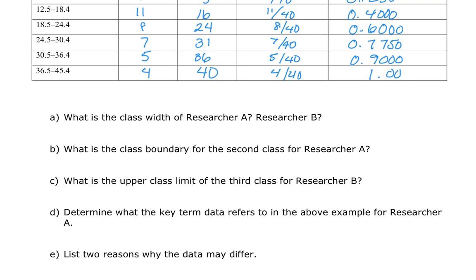So now they're going to ask me what is the class width of researcher A and researcher B. So if you take a look, my class width here is, I go from 30 to 36. Notice I ignored the decimal. I'm going to ignore this last one because this last one is odd in the fact that it does not have the same class width as all the previous ones.